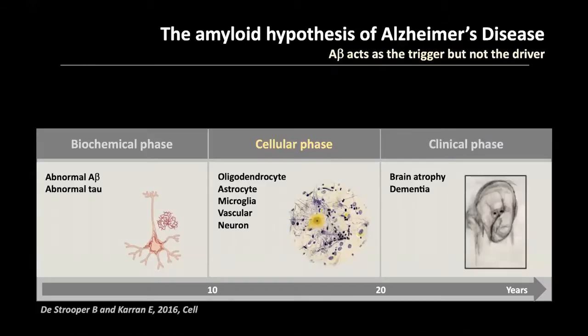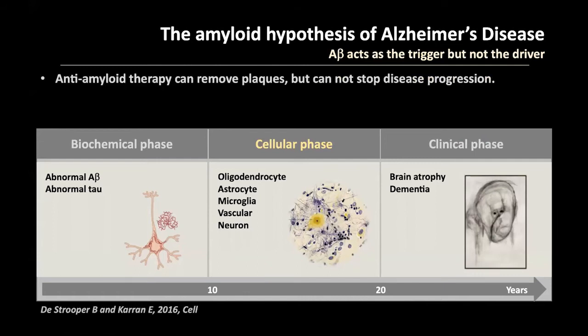Our hypothesis is that we consider amyloid-beta as the trigger, but it might not eventually be the driver of disease progression. We learn from clinical trials that anti-amyloid therapy can actually remove amyloid plaque in the human brain, but it does not have a significant benefit on cognitive impairment.